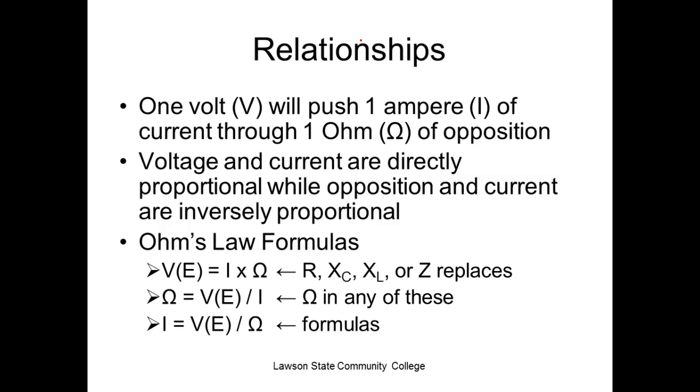So at 1,000 hertz, this thing might have 100 ohms worth of resistance. At 10,000 hertz, it might have 5 ohms of resistance. So these guys are not like resistors. Resistors have the same opposition no matter what the frequency is. Capacitors and inductors vary their opposition with frequency, which is really cool. So it allows us to set up circuits that are frequency related, or frequency sensitive. Like I said, the radio in your car.